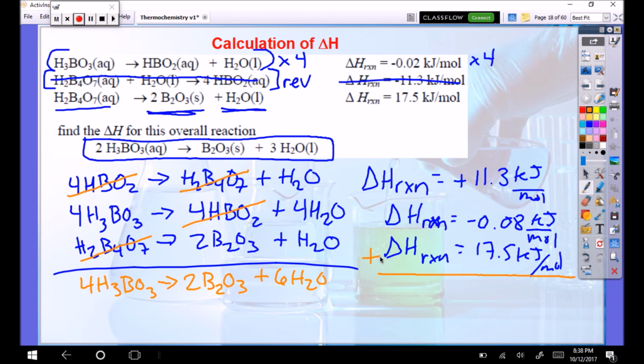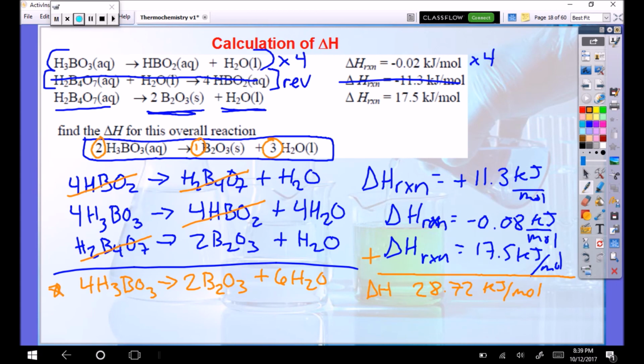Well, look at these numbers here. Remember, this is a 1. This 2, 1, and 3 ratio is a multiple of 4, 2, and 6. We could end up adding our numbers together. So let's add them together. 11.3 plus 17.5, and then plus a negative 0.08 gives us 28.72 kilojoules per mole. And that's your delta H for this reaction.